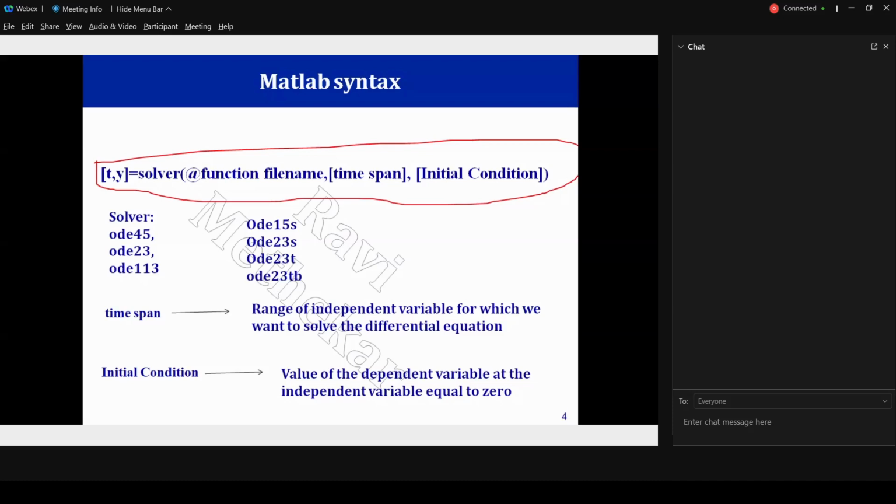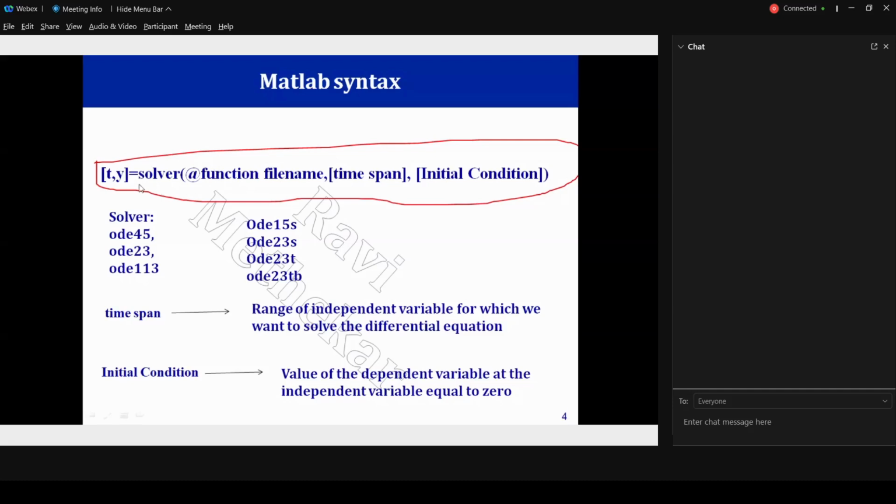Runge-Kutta 45. So all these methods are based on some algorithms or methods proposed in the literature. These solvers are readily available at your disposal. Then, what is the syntax? The syntax is written here. I would like your focus on this syntax.